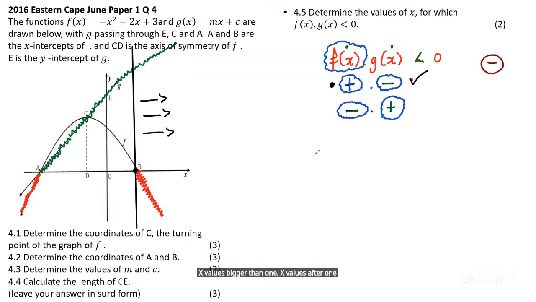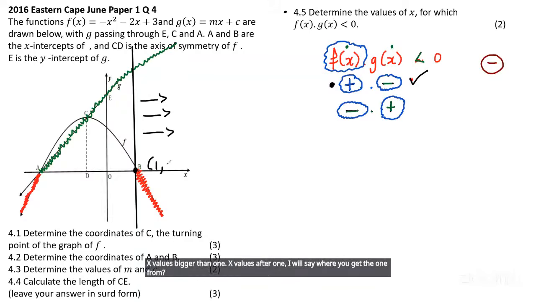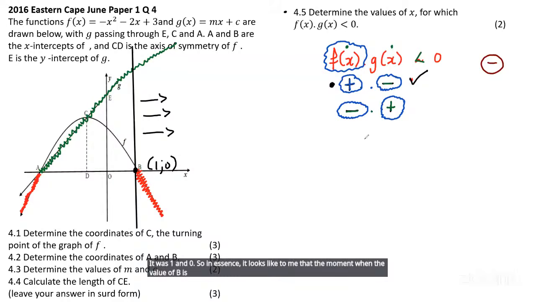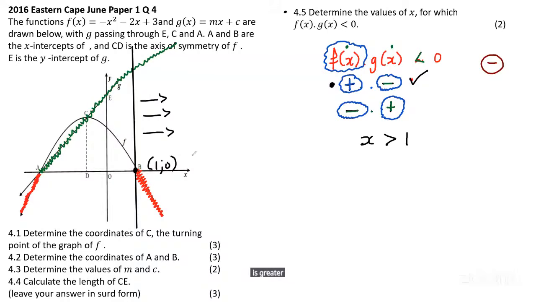Where did you get the 1 from? I found out that B was (1, 0). That's what I found. So in essence, it looks to me that the moment the value of x is greater than 1, the graph of g is above the x-axis, positive, while the graph of f is below the x-axis right there.